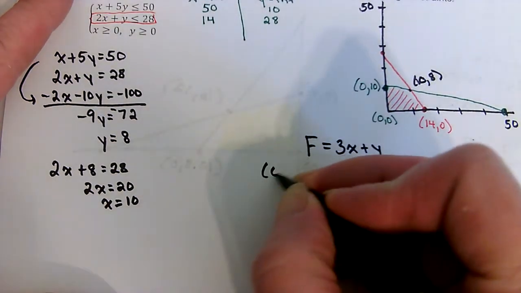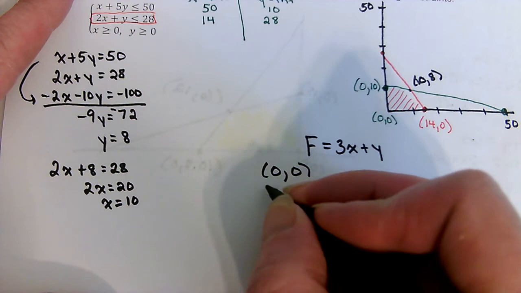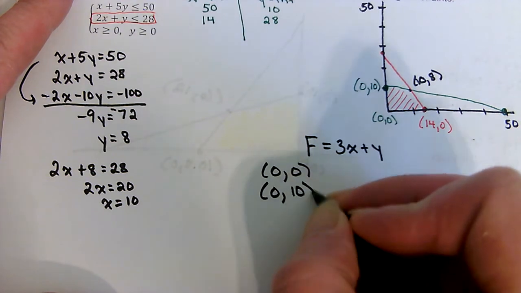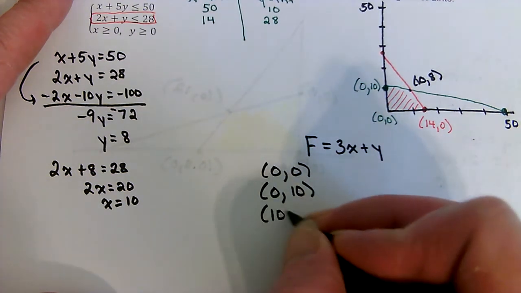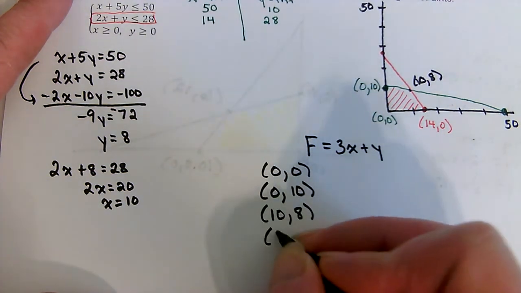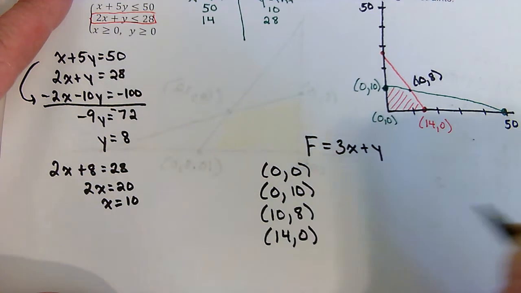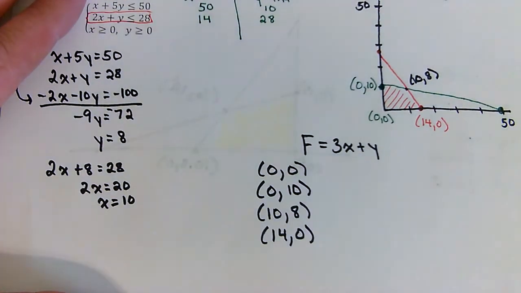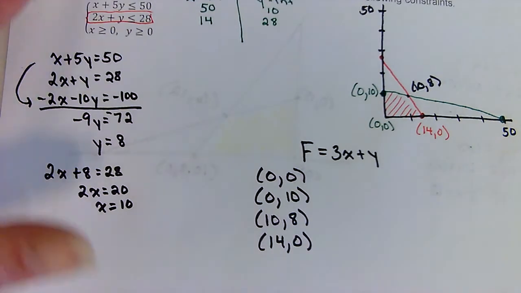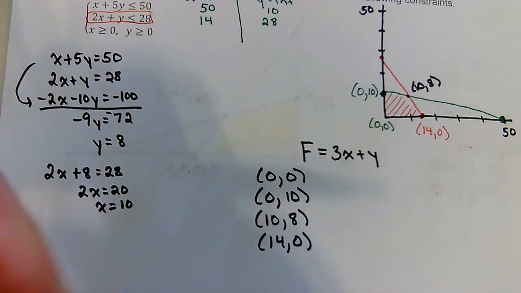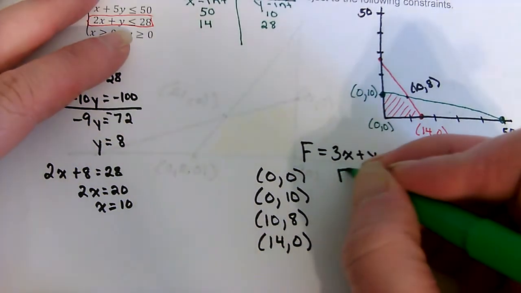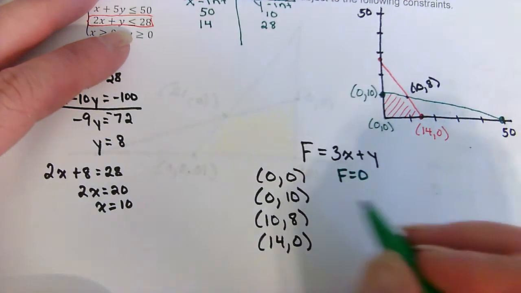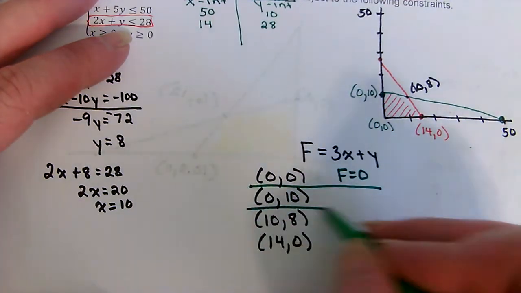And I like to make a little table. So I have my point 0, 0, 0, 10, 10, 8, and 14, 0. If I plug it in the first one, so 0 and 0, I get that f is 0. So I've kind of made a little table here.